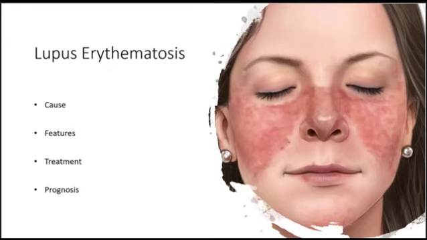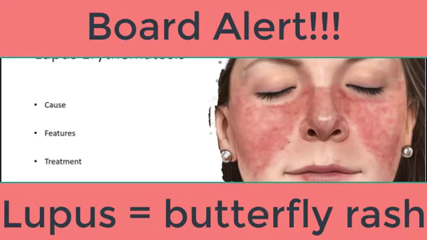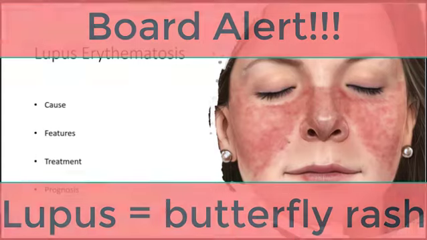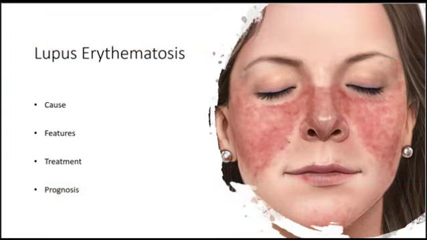Lupus erythematosus. This is also a board alert. Lupus has a characteristic butterfly rash that appears across the face. This is an autoimmune disease. These patients, with lupus, it affects many different organ systems, and different patients are affected in different ways. But some of the oral lesions that we may see would be erythematous plaques or erosions, maybe white striations radiating from the center of a lesion.